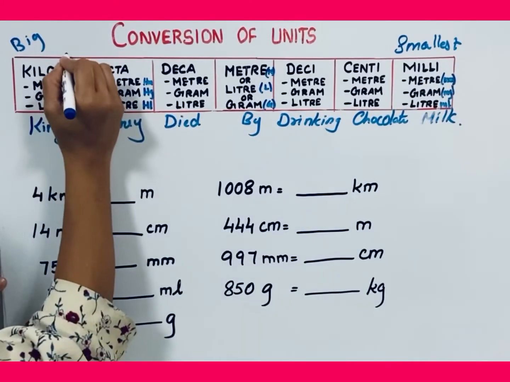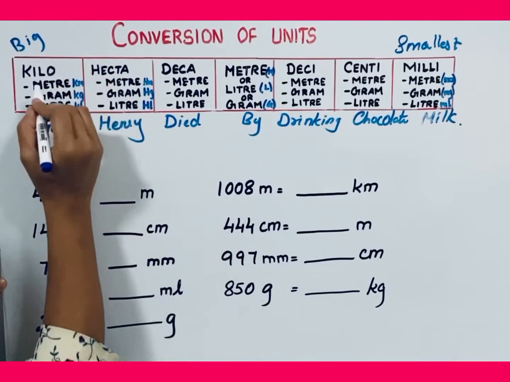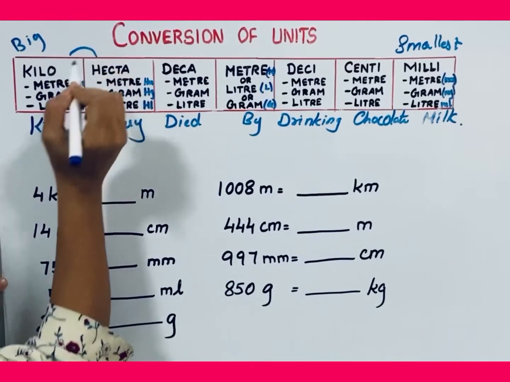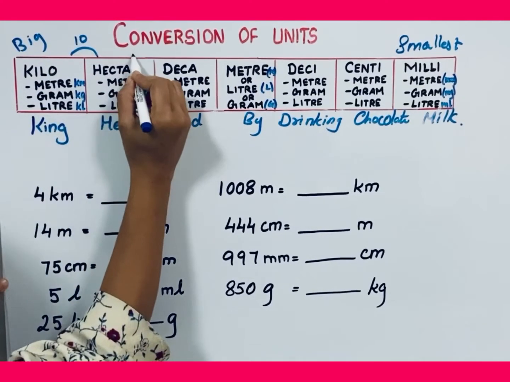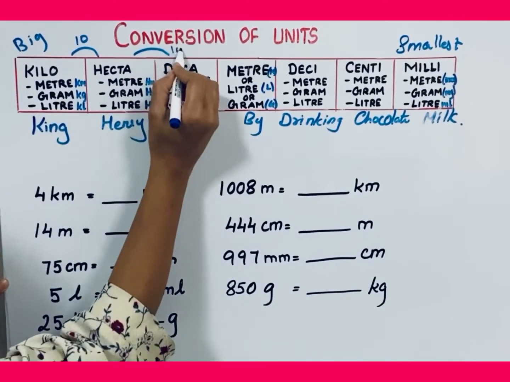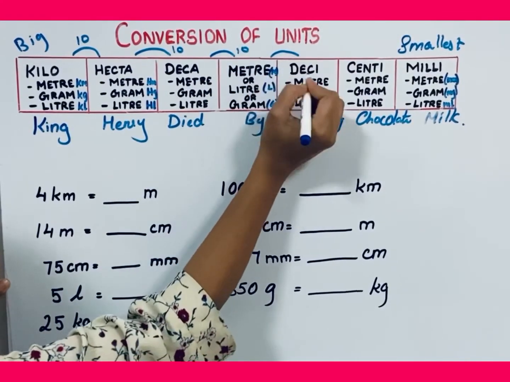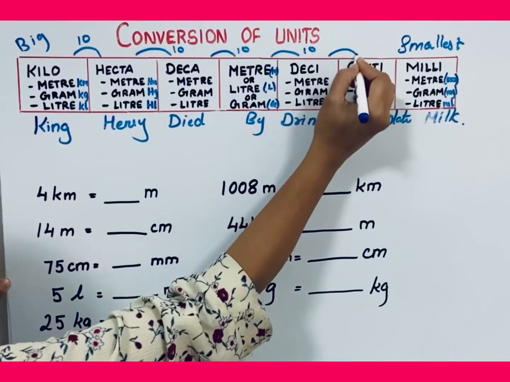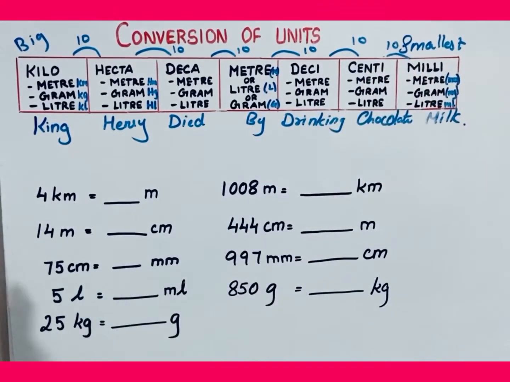And then it decreases and the smallest is the milli. And they differ by 10. Each unit differs by 10. That is, 1 kilometer is 10 hectometer. Then hectare differs by deca 10. 1 meter is 10 decimeter. So the difference between each unit is 10.